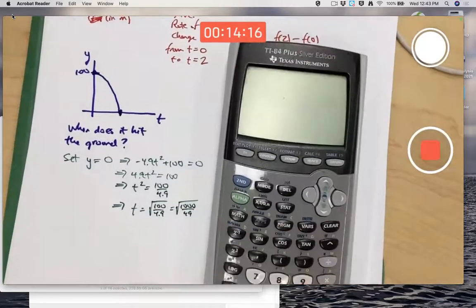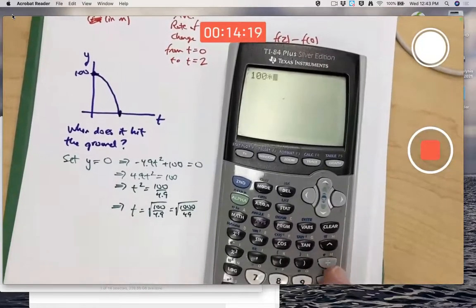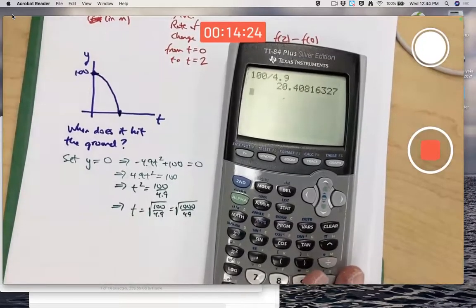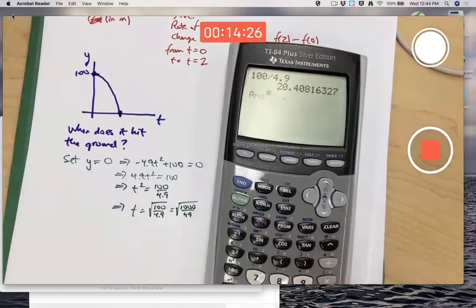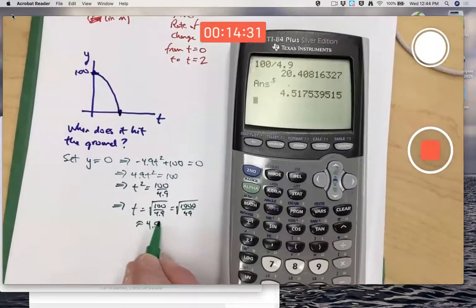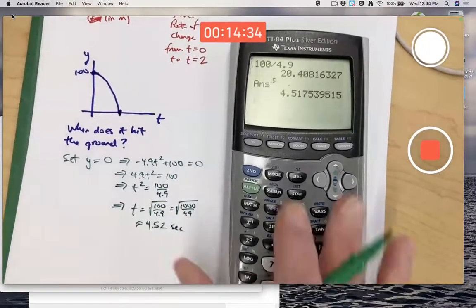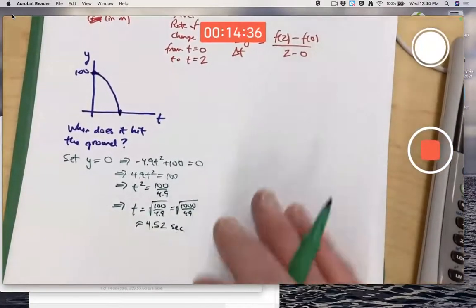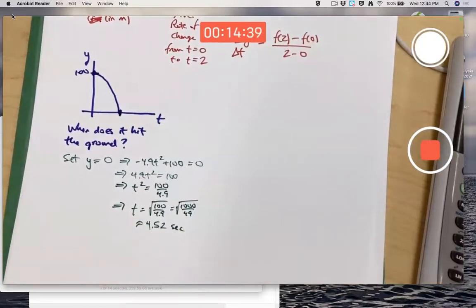Doesn't really matter. 100 divided by 4.9 is about 20.408. Take the square root of that, you can raise it to the 1/2 power, about 4.52 seconds is your estimate for when it's going to hit the ground. Is this a perfect estimate? No. Why not? What does this model ignore in physics speak? Air resistance. It's ignoring air resistance.